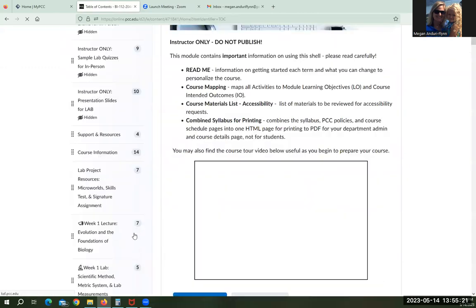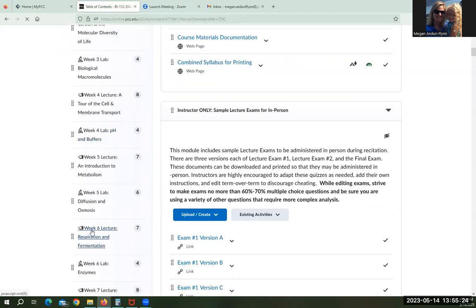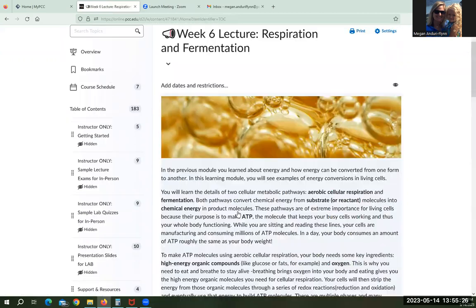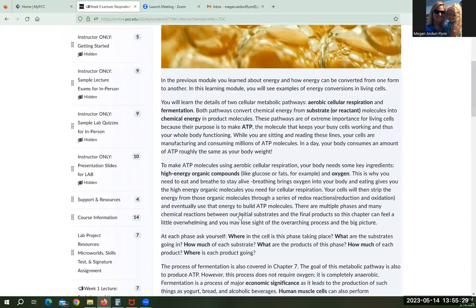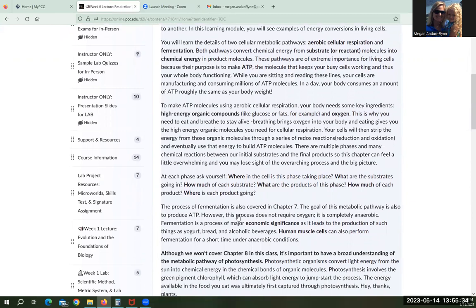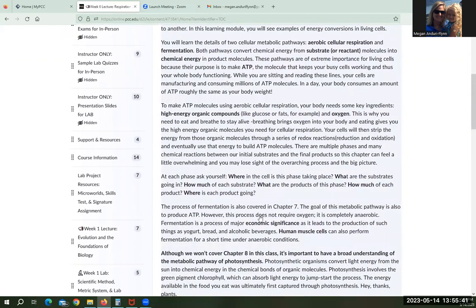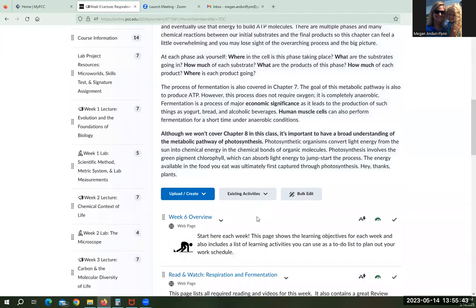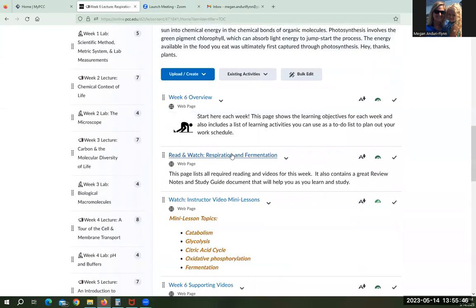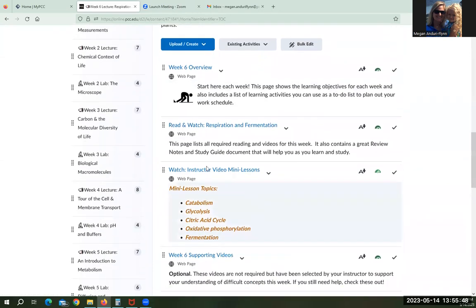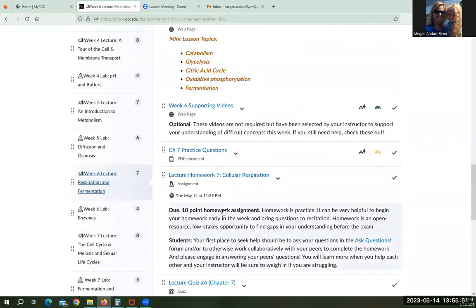Same with our lecture for week 6. Last week we went through chapter 7. We talked about the different parts of cellular respiration, so make sure that you know where it's occurring, what the substrates going in are, what the reaction taking place is, all of that information. Okay, so always check the overview, the study guide, and then review the mini lessons. And then don't forget to look at the practice questions for chapter 7.